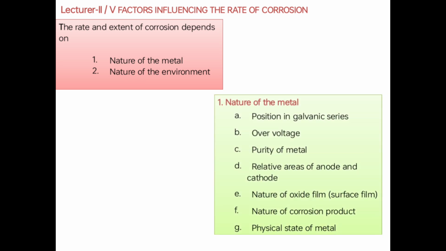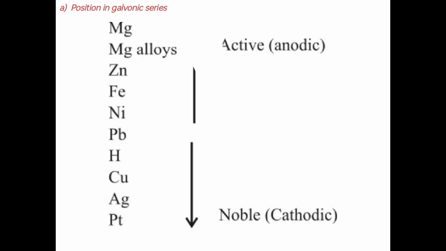Nature of the metal: position in galvanic series, overvoltage, purity of metal, relative area of anode and cathode, nature of oxide film, other surface film, nature of corrosion product, physical state of metal. Position in galvanic series: magnesium alloy, zinc, ferric, nickel are the active anodes. Lead, hydrogen, copper, silver, platinum are noble cathodic metals.